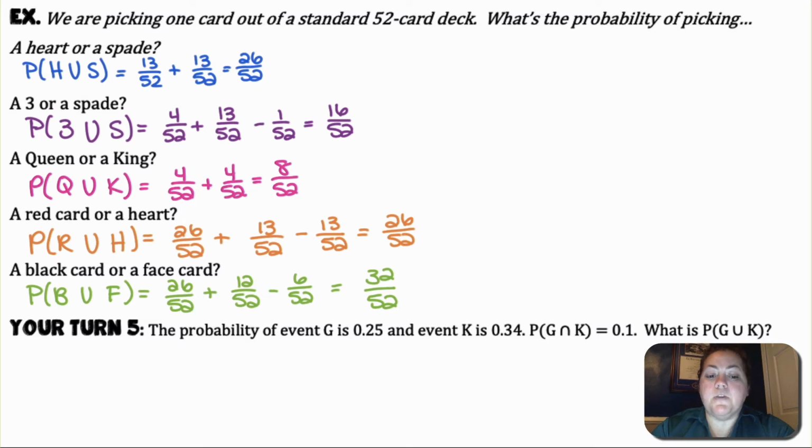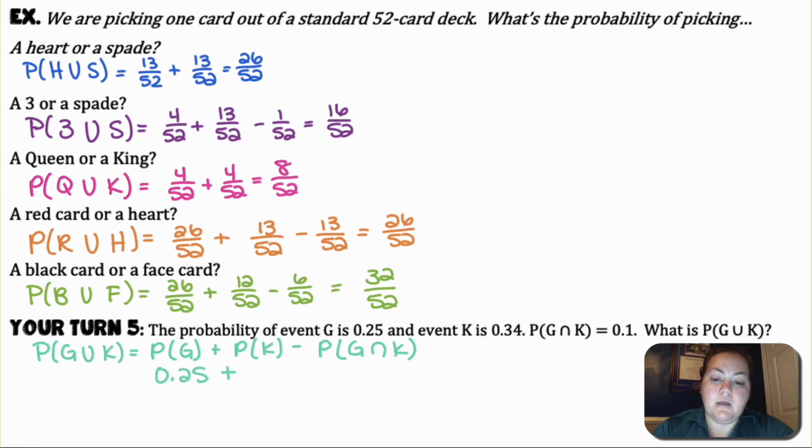So your turn. The probability of event G is 0.25 and event K is 0.34. The probability of G and K is 0.1. What is the probability of G or K? All right, so we're using our rules. Probability of G or K is the probability of G plus the probability of K minus the probability of G and K. So 0.25 plus 0.34 minus 0.1 gives me 0.49.